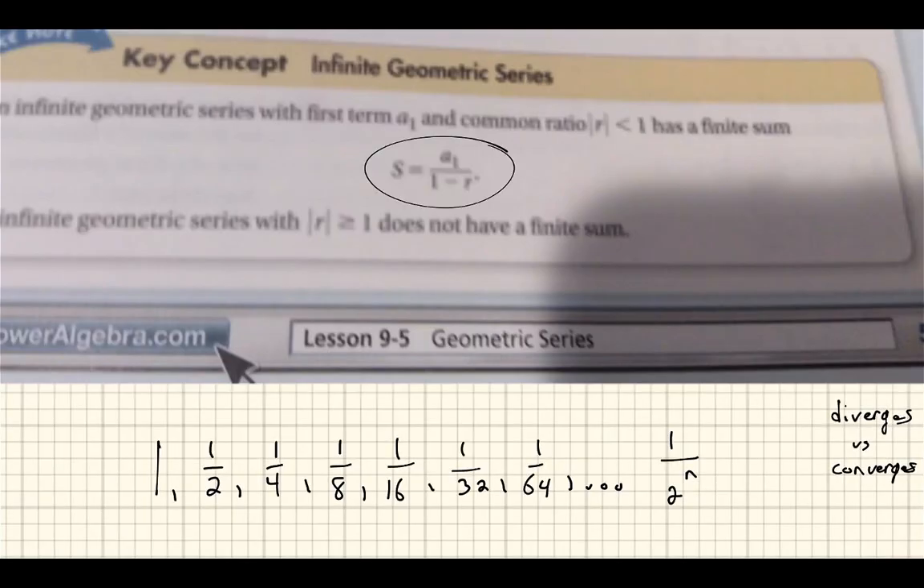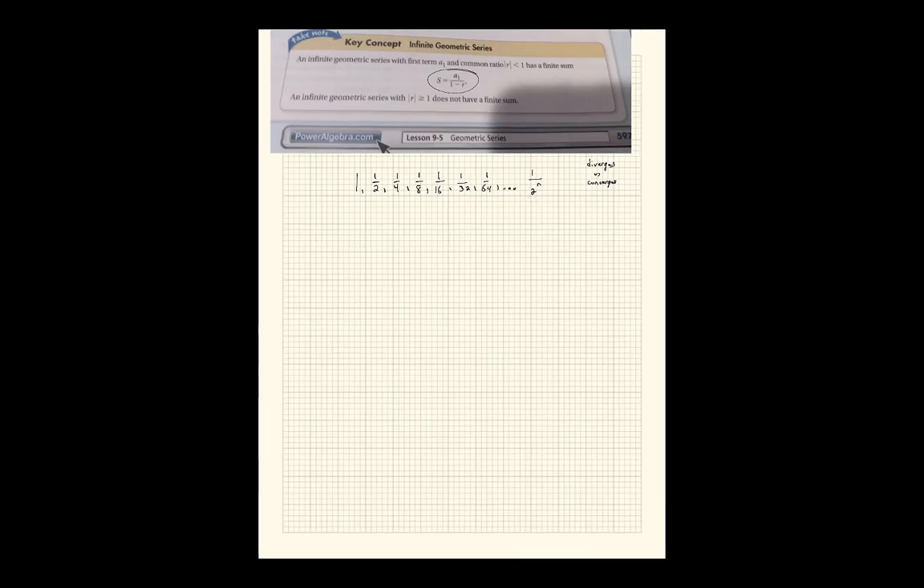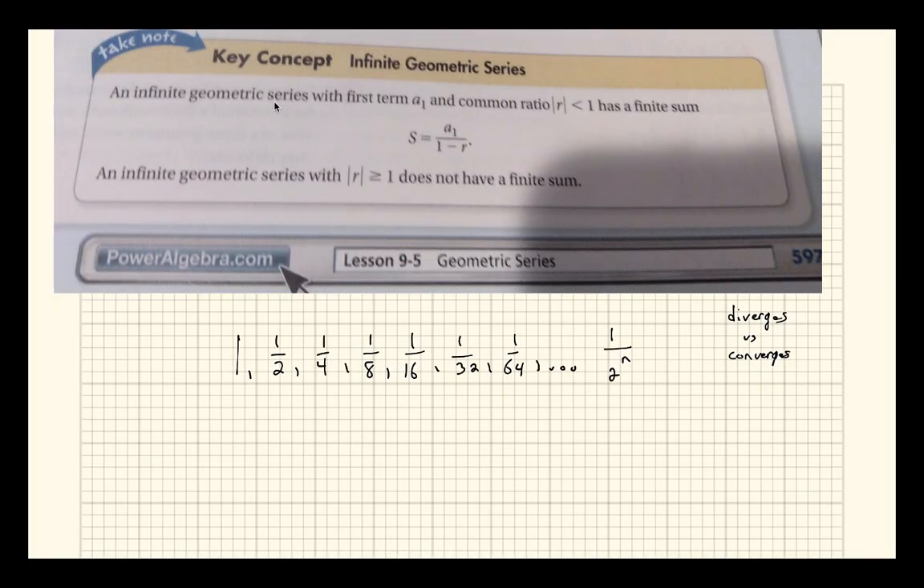This is my formula for, well, I should preface this. Let's read this. An infinite geometric series with the first term a sub 1 and a common ratio r, if the absolute value of the common ratio is less than 1, then the sum is finite. So I shouldn't say all infinite geometric series converge. As a matter of fact, most of them probably don't. Most of them are going to diverge.